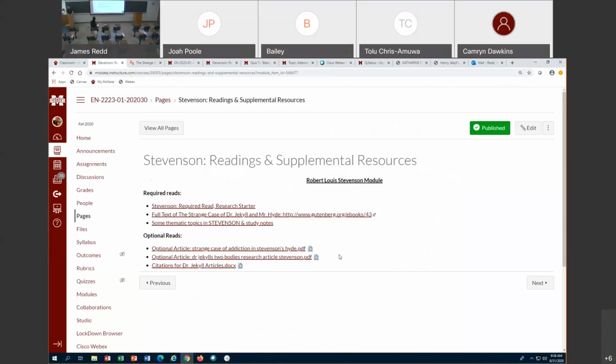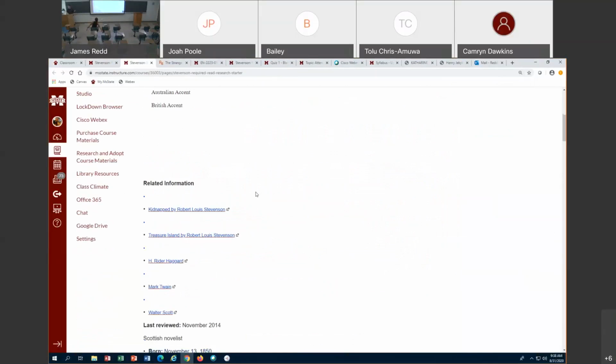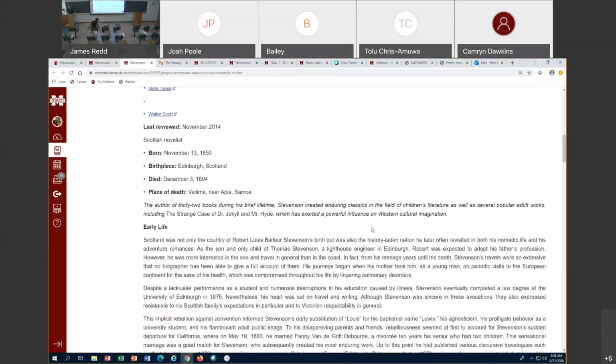But I have it available for you freely online. Also, there's another required read, this research starter right here. It gives you some basic information about Robert Louis Stevenson, who is the author of this work right here. You see he's born in 1850, died 1894. He was a very sickly man most of his life, didn't live very long, tragically.